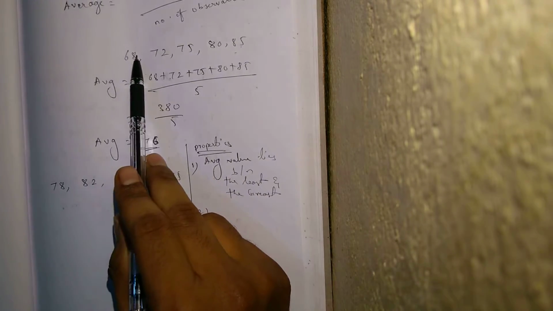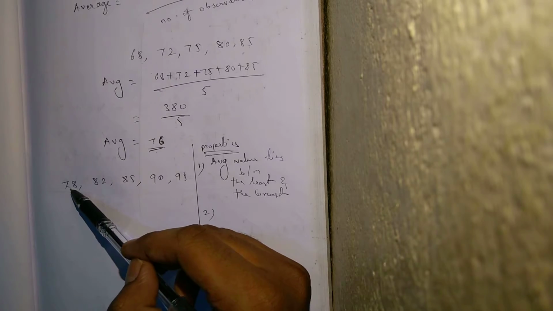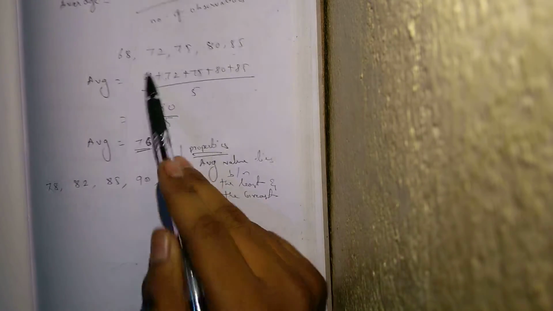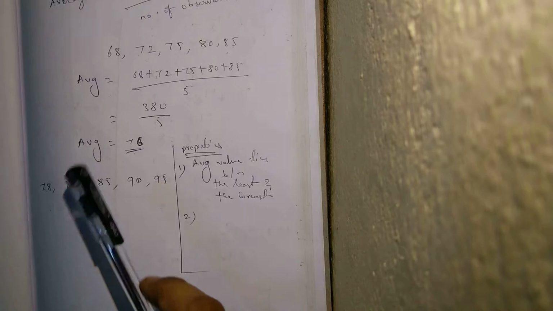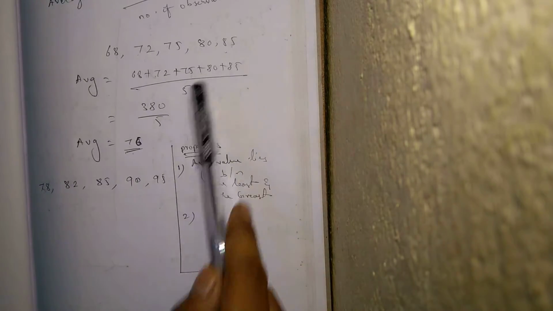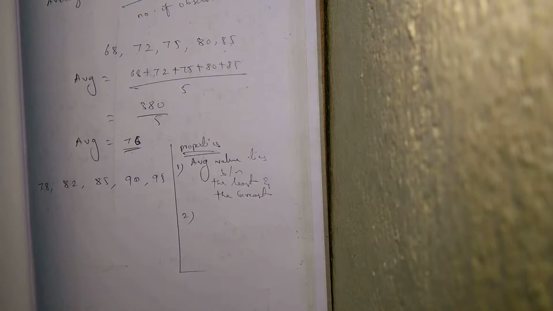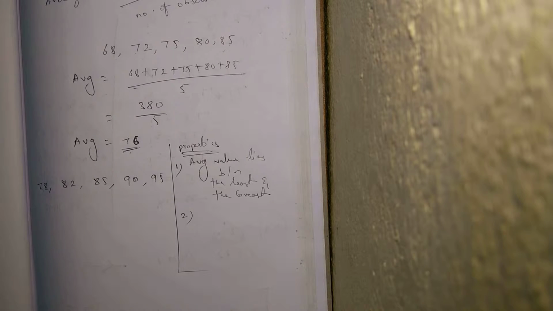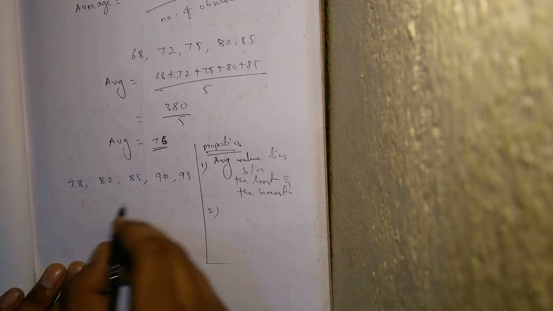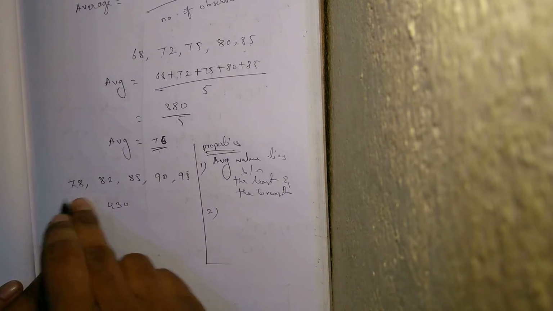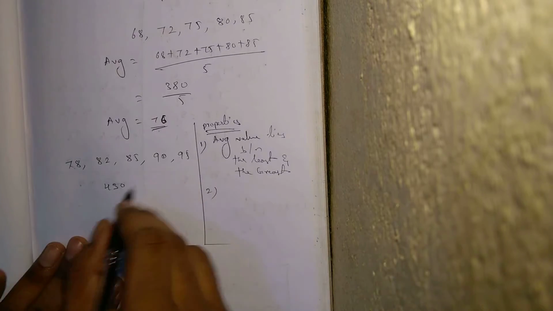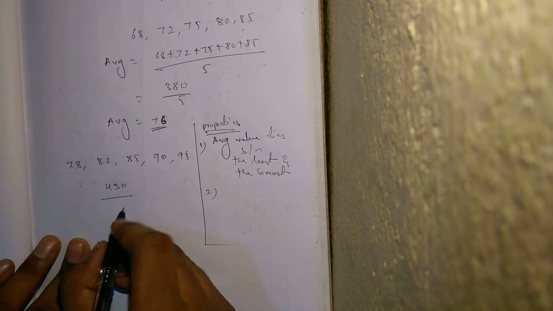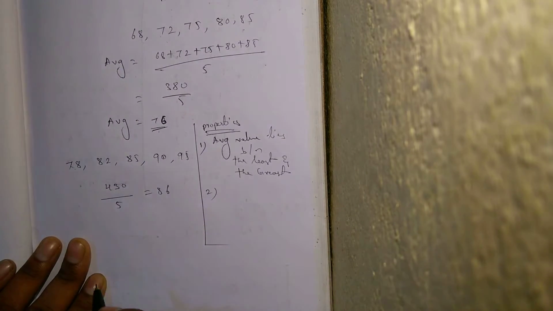See here, the previous marks were 68, now it is 78. Previous 72, now 82. 75, 85. 80, 90. 85, 95. So in every subject he increased 10 marks, right? Each subject's marks increased by 10. The sum of all these becomes 430. 430 by the number of observations, 5, so your average will be 86.